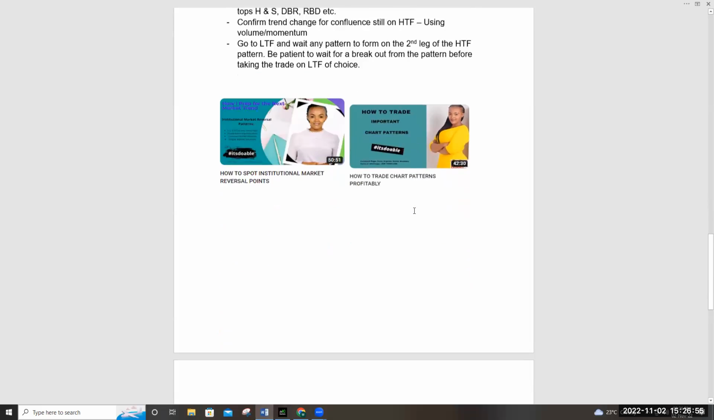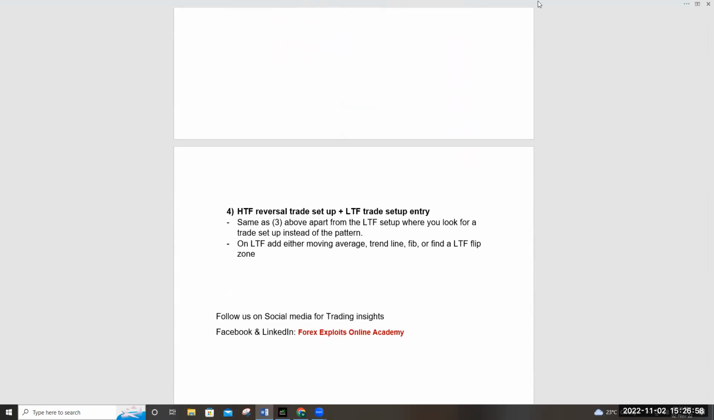And the fourth example of the continuation trade is the higher time frame reversal setup with the trade setup. Now this time, instead of looking for the pattern, you'll be looking for a trade setup. So the first steps are still the same. On higher time frame, identify a reversal point. So we have that reversal point here. Then we're going to have our momentum candle getting out, giving us a second leg. So we have this second leg here.